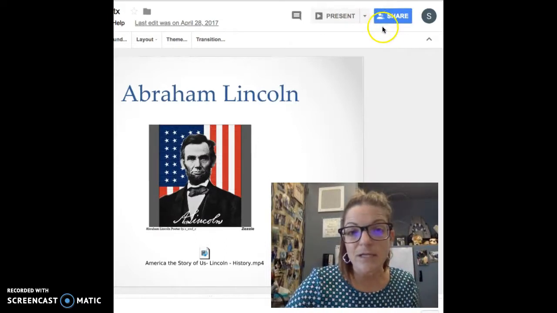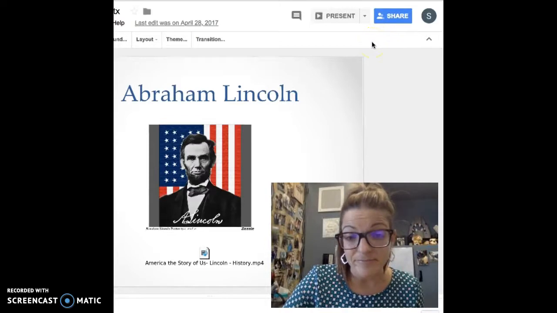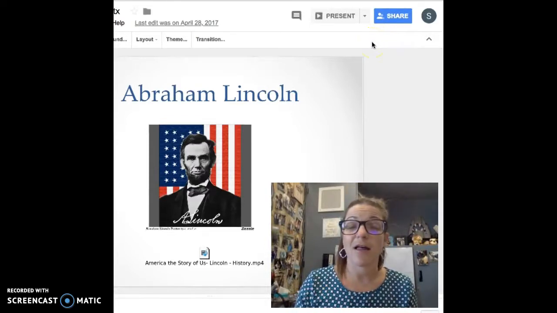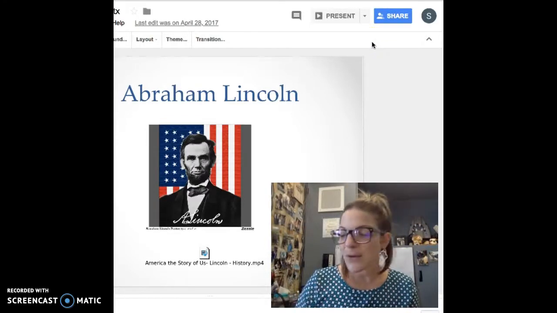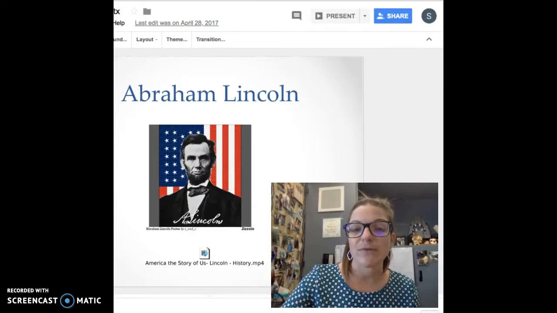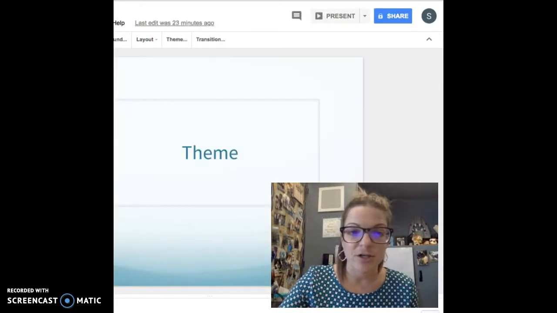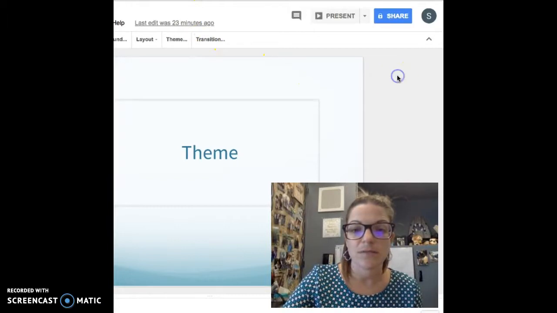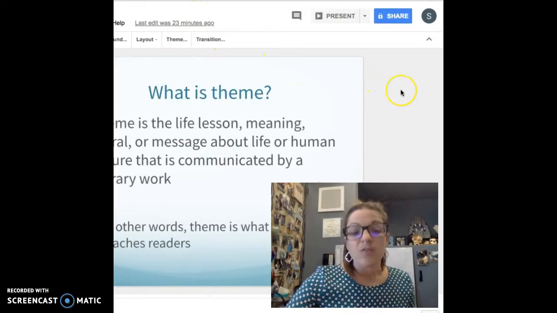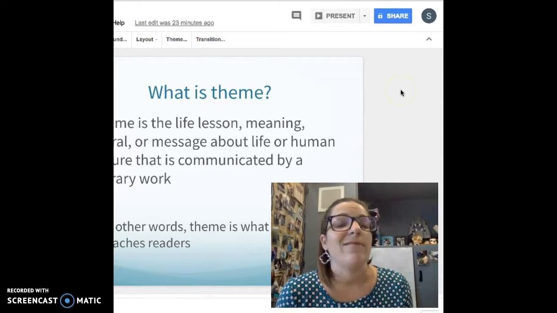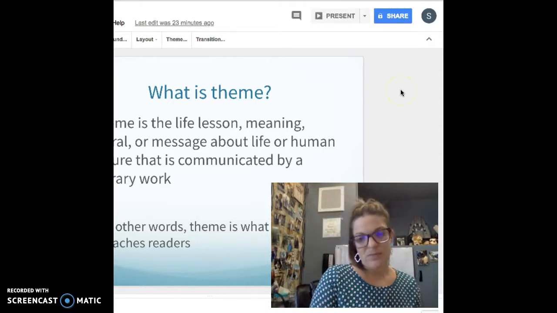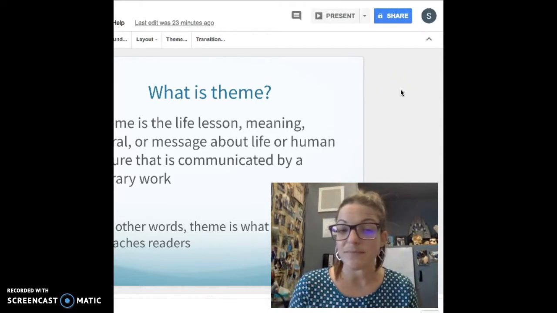The next thing that we need to do tonight is talk about theme, okay? This has been a theme throughout our course this year in the different novels we've read, but just as a refresher, I want you to be able to take some notes, okay? So what is theme? You need to have this written down somewhere for when you come to class tomorrow, okay, for the activity we'll be working on.